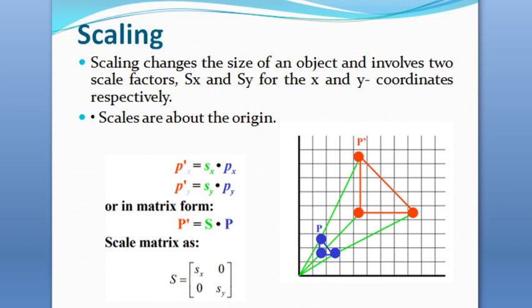Then the third transformation, scaling. Scaling changes the size of an object and involves two scale factors, sx and sy, for the x and y directions. Scaling is about the origin. P dash x equals sx times Px, P dash y equals sy times Py. In matrix form, P dash equals S dot P, where S equals [sx, 0; 0, sy]. These two are the scaling factors along the x and y directions.